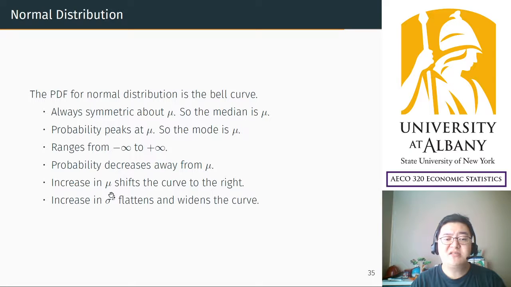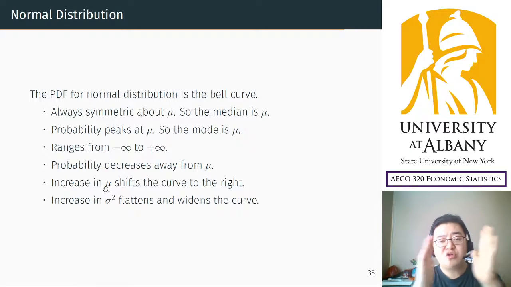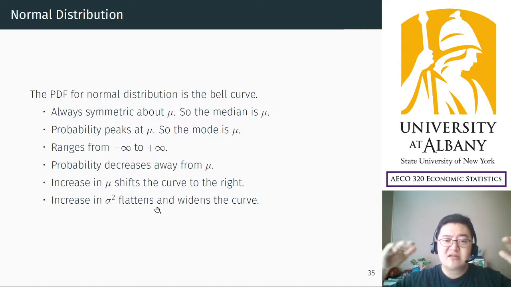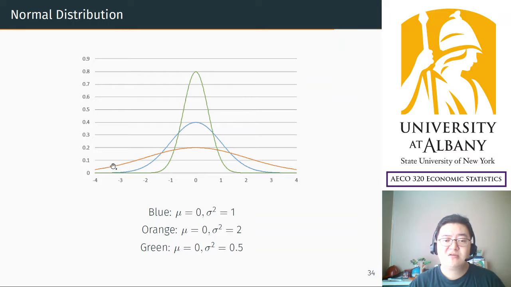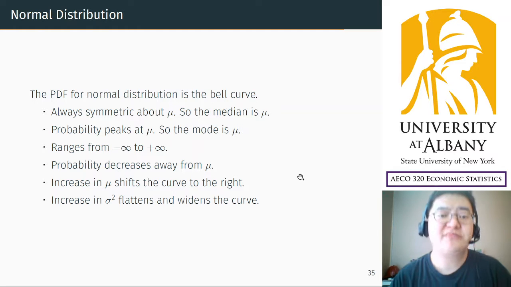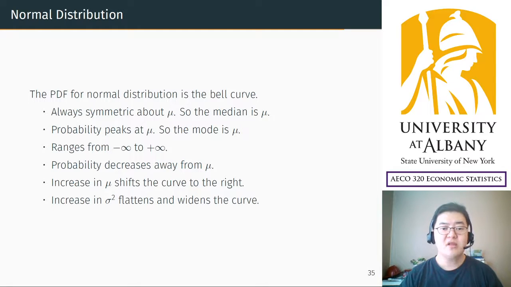And when you increase the mean, it shifts the curve to the right. And when you increase the variance, it flattens and widens the curve. As you see, the orange has the largest sigma, and the green has the smallest sigma. So this is how we describe basic properties about the shapes of the normal distribution.